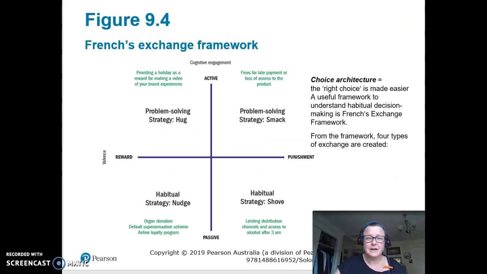Okay, so I encourage you to have a look at French's exchange framework. So this talks about different ways that we can influence behavior, and they talk about a hug, a smack, a shove, and a nudge. And they talk about this across two axes: an axis of what they're calling valence, reward and punishment, and cognitive engagement, whether they're actively engaged or passively engaged. Now, I'm not going to go right into this now. I encourage you to go to, I think this is on page 294. So have a read about French's framework, and then have a look at this notion of nudging.